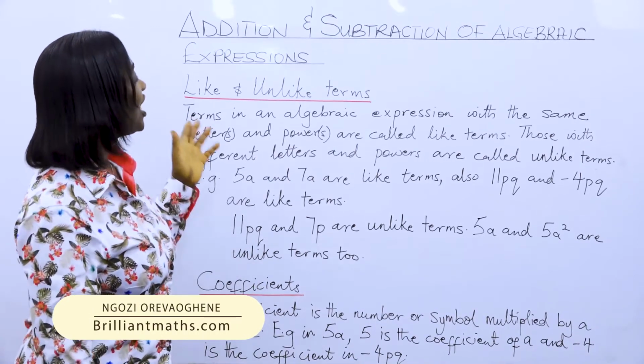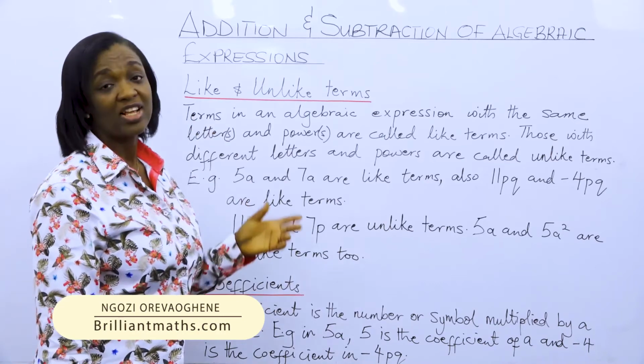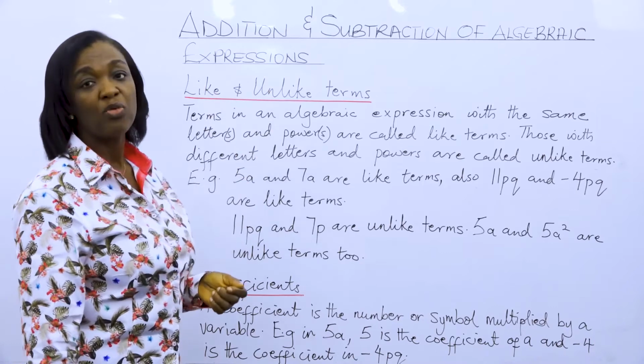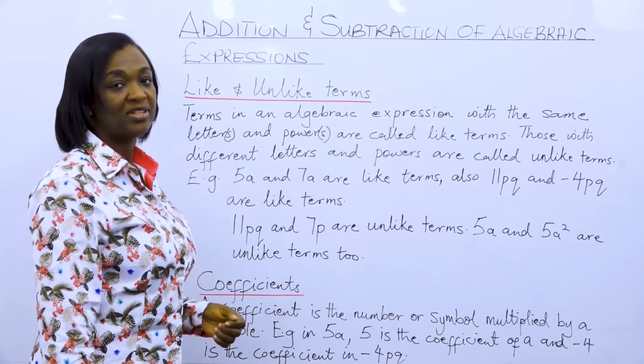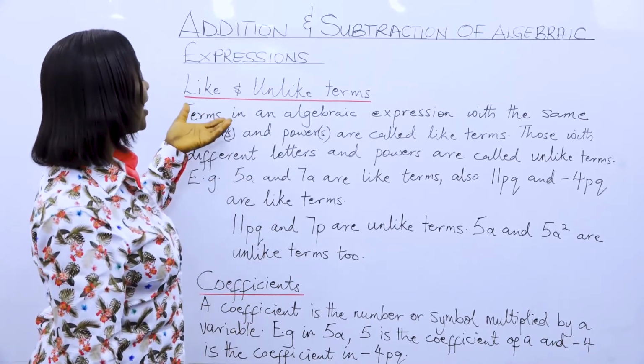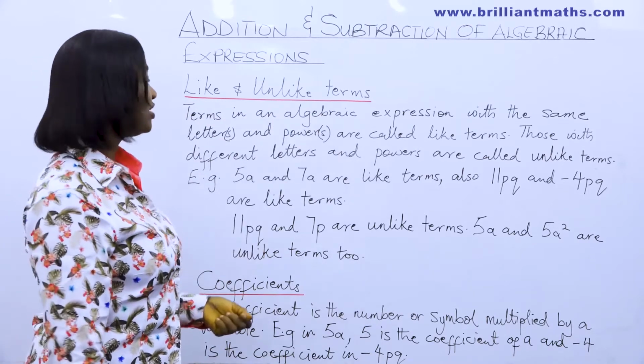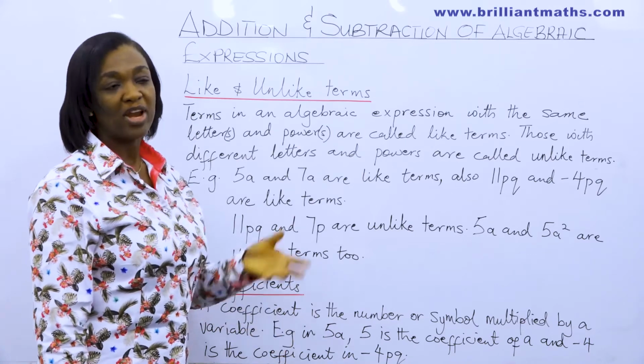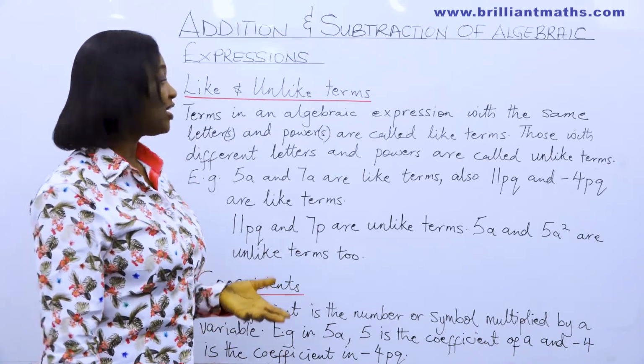Today we'll be looking at addition and subtraction of algebraic expressions. But before we go into the actual work, we need to look at a few vocabularies like and unlike terms. When are two terms said to be like terms? And when are two or more terms said to be unlike?